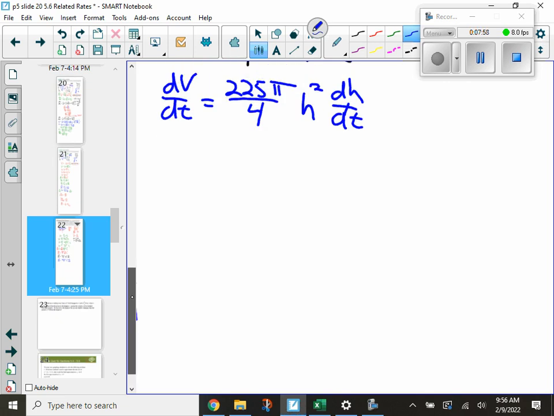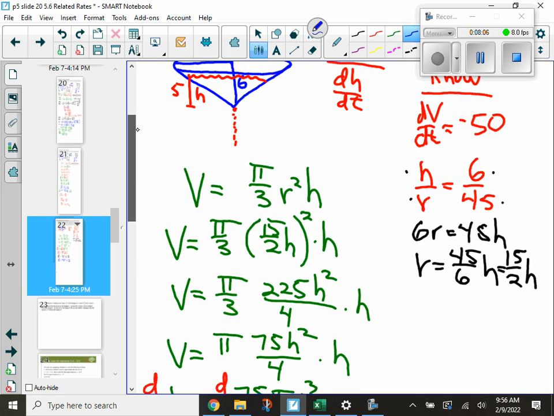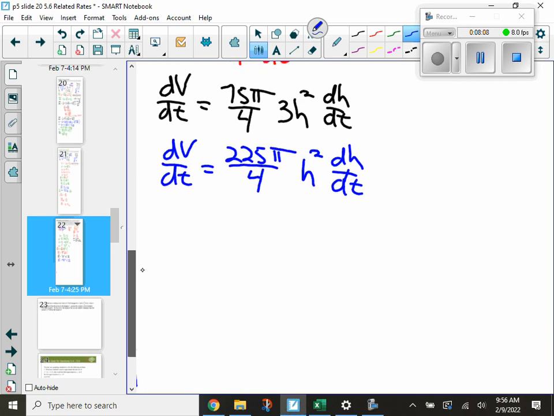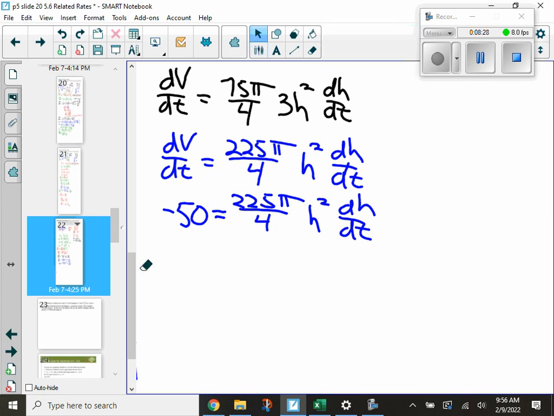Oh, come on, here we go. So I'm going to change my dV/dt, because I know, no, it's not 9. It's negative 50. dV/dt is negative 50. So negative 50 is equal to 225π over 4 h squared dh/dt. I'm trying to get dh/dt all by itself.